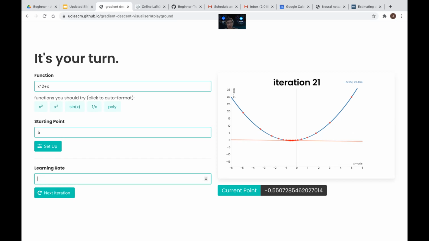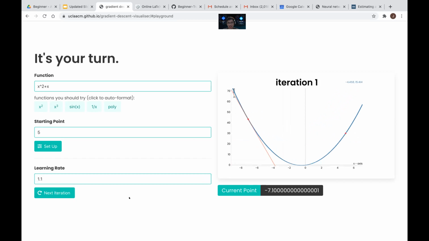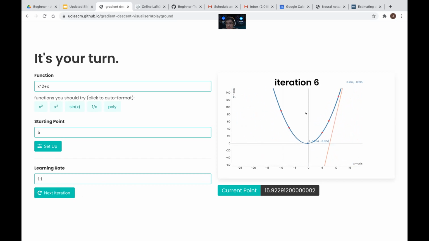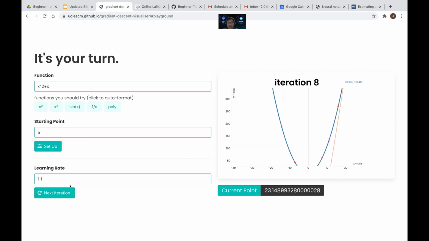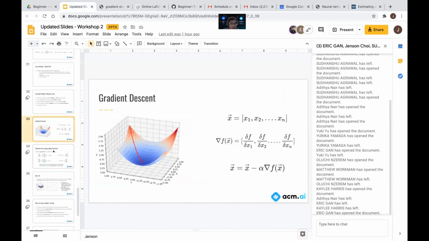If I increase the learning rate by even more, to 1.1, this is actually not going to converge at all. As you can see, our loss is diverging towards infinity. I'm just going to try to zoom out. Yeah, we're diverging towards infinity, so that's not at all what we want. All right, let's go back to the slides.